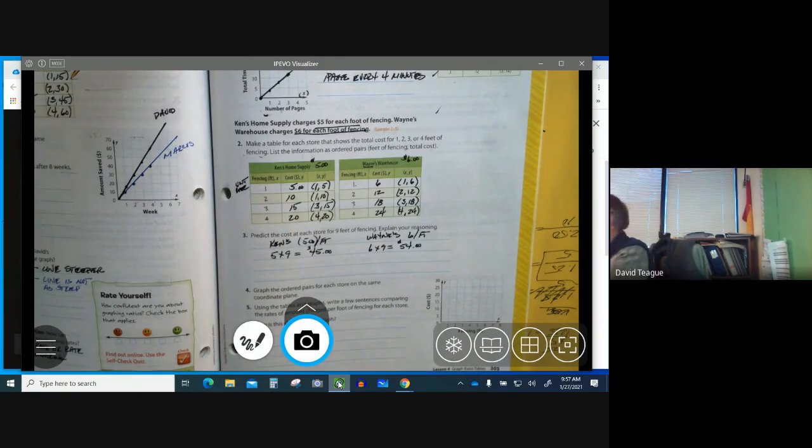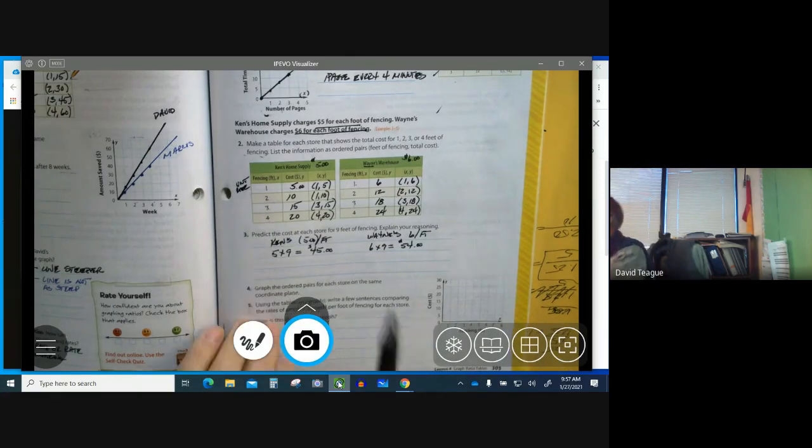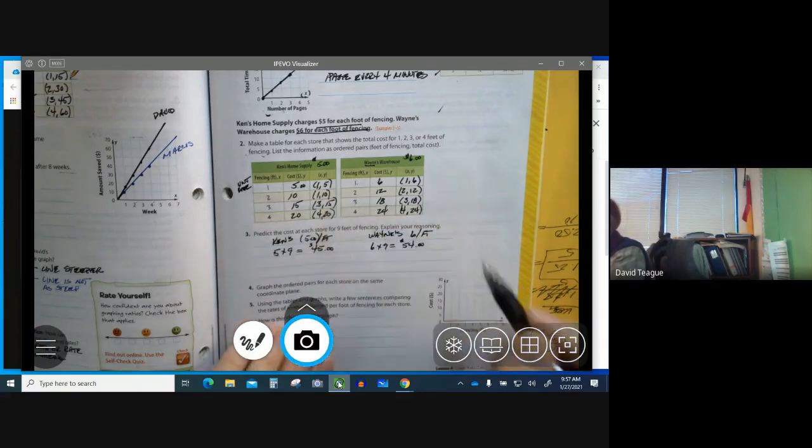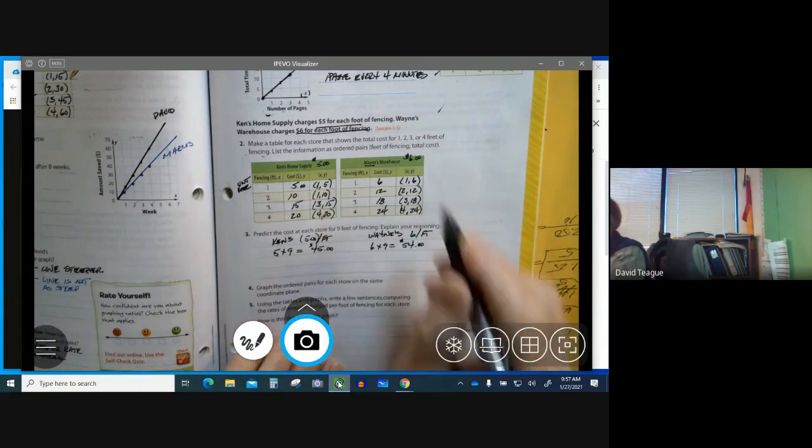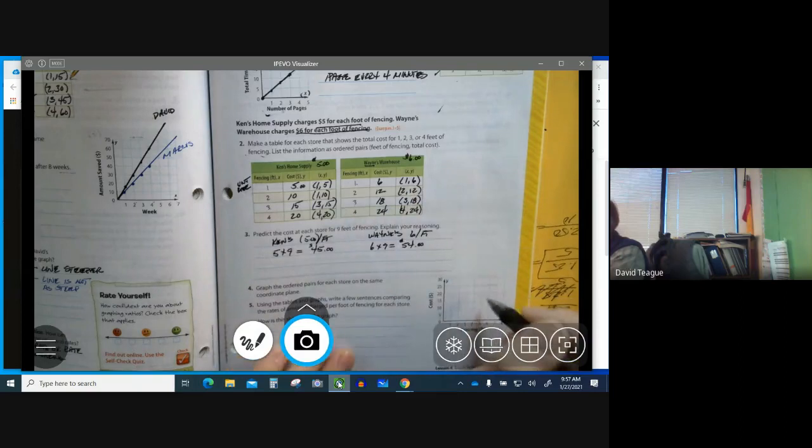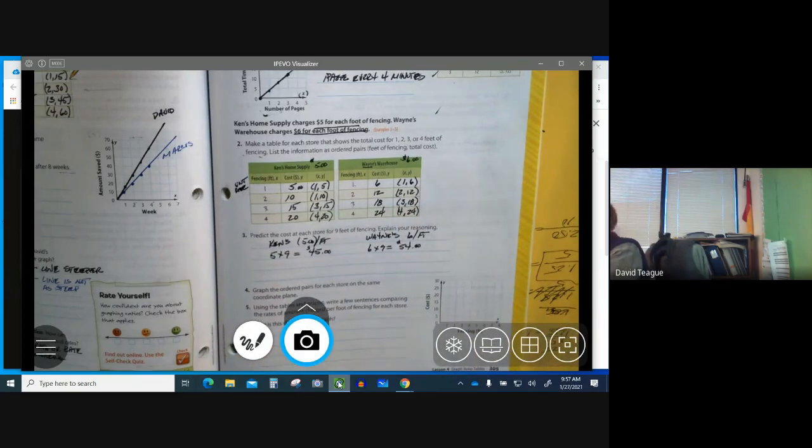So I want you to go ahead and do that. I want you to graph all 4 of these ordered pairs on this coordinate plane, and then label. Hey, Google, set a timer for 4 minutes. Okay, 4 minutes. Starting now.